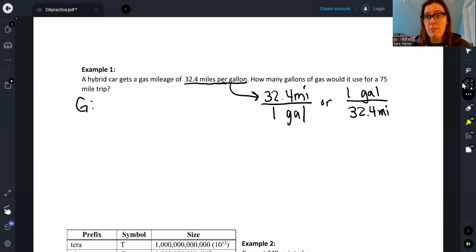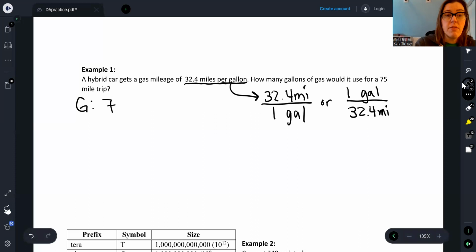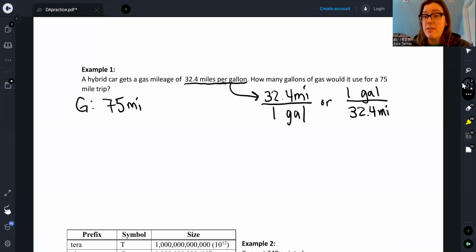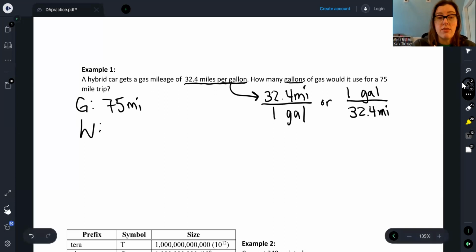So I look for any other numbers that might be given to me. That 75 miles, that's going to be our given. So for Chem 100, our starting unit will always be a simple unit. You'll never have a per in it. Same with our wanted. The wanted we can usually find by looking for a unit that does not have a number with it. It will often be after a question word like how many or how much or calculate. Here it is after how many gallons. So our wanted is gallons of gas.